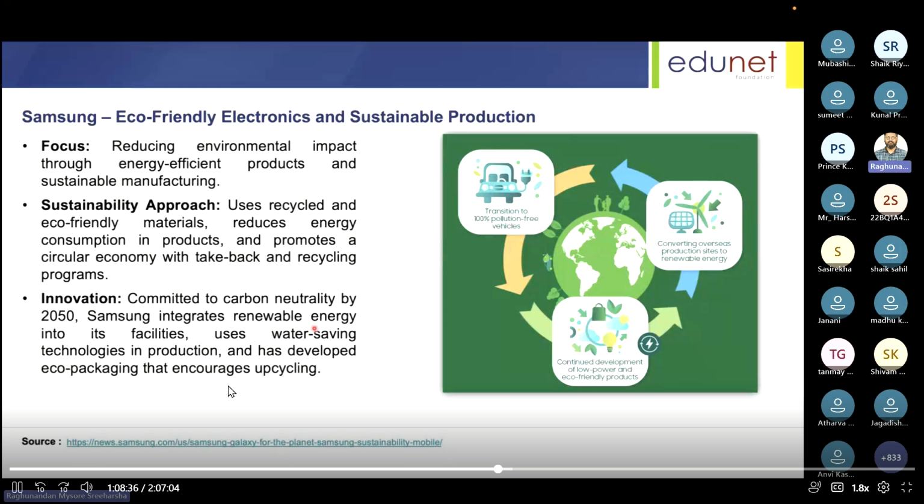Yeah, as I said, like Samsung, for example. Samsung is trying to establish eco-friendly electronics and sustainable production. So this could be anything, starting from a simple charger to mobile devices, right? TVs, everything. So how are they trying to achieve it? They're using recycled eco-friendly materials, reducing the energy consumption in their products.